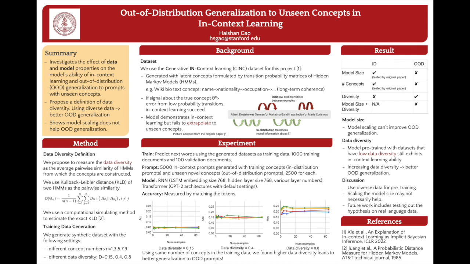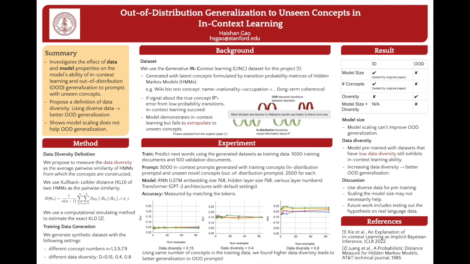To study the problem within a course scope, we use a small-scale synthetic dataset designed for studying in-context learning. We propose a definition for data diversity in this work, and the result shows using diverse data can lead to better generalization to unseen concepts, whereas increasing the model size does not help with out-of-distribution generalization.